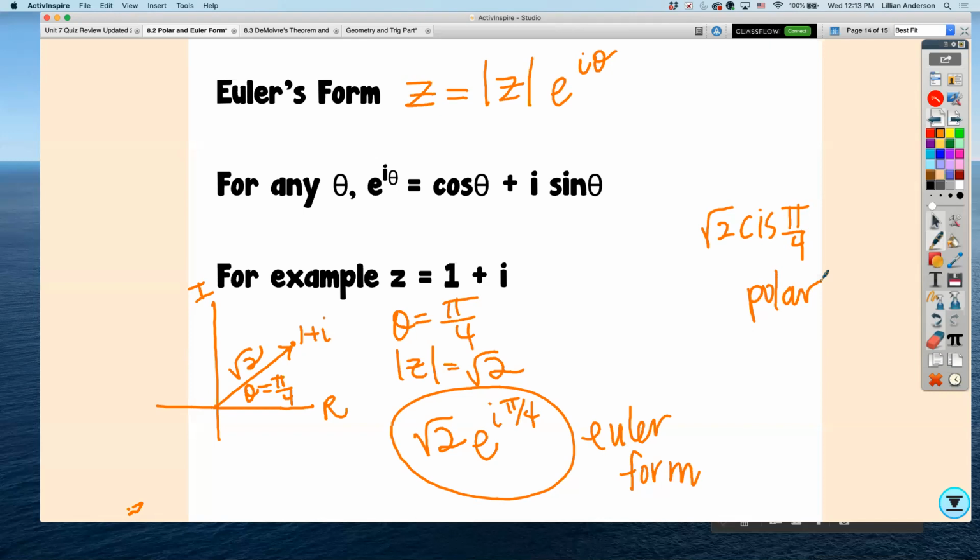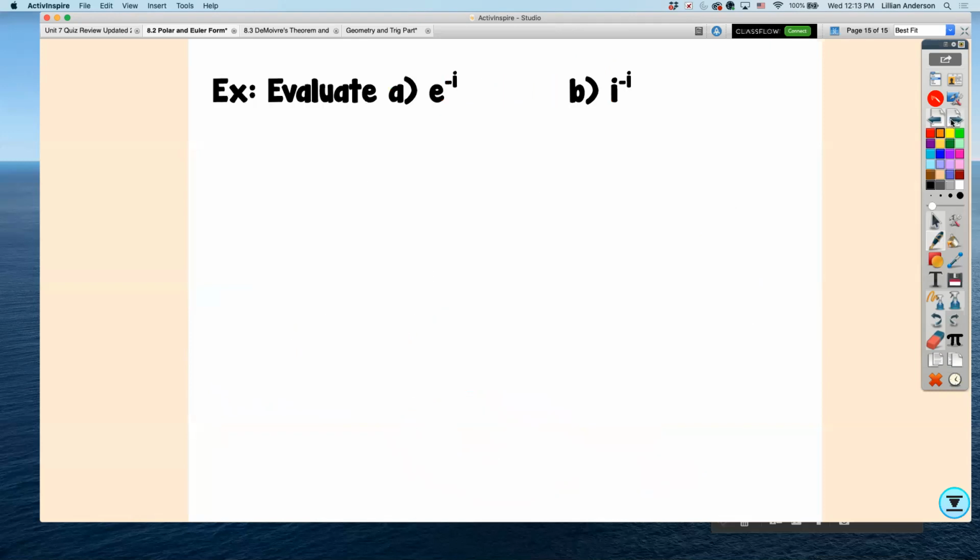So can you evaluate that like you can evaluate the polar form? Exactly. Yes, you can evaluate it just like how you would evaluate it in polar form. Those are going to be the last two things that we do today before you head off to lunch.